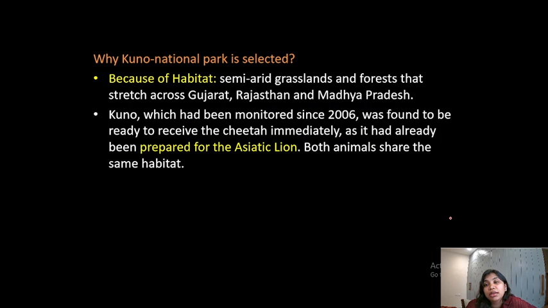Next, why was Kuno National Park selected for this program? First, because of its habitat. As we have discussed many times, this region has semi-arid grasslands which stretched across Gujarat, Rajasthan, and Madhya Pradesh. The first point was met because of its habitat. What was the second one? It was already prepared for the reintroduction program of Asiatic lions. Gir National Park has many Asiatic lions, so the government of India wanted to relocate and distribute these lions to other national parks. They considered almost 6 sites to relocate these Asiatic lions, and one of them was Kuno.